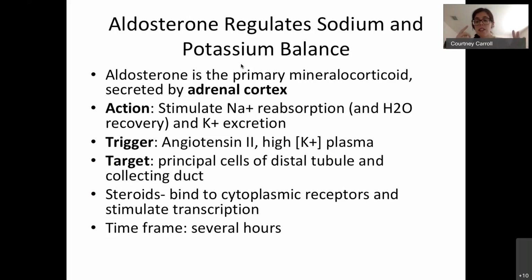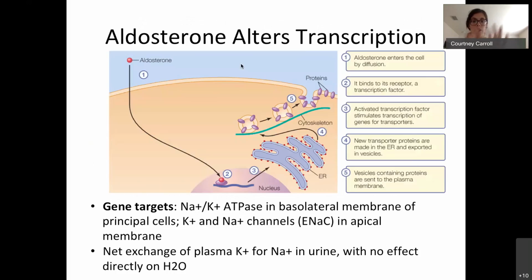And this is a steroid. So you need to think about the biochemistry of steroids and where they act, right? Because they can pass through the plasma membrane, and instead of affecting a phosphorylation cascade, it's going to affect transcription. And so the time frame for this is going to be much longer. So this shows that, again, it's affecting transcription.